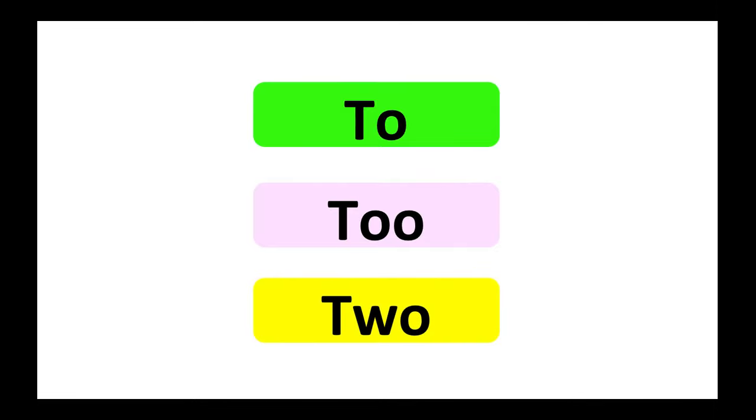To, too, two. In this lesson, we are going to learn how to use these commonly confused words correctly. To, T-O. This can be used as a preposition. As a preposition, it tells us the direction of where you are going. For example, to the shop or to the car park, etc.